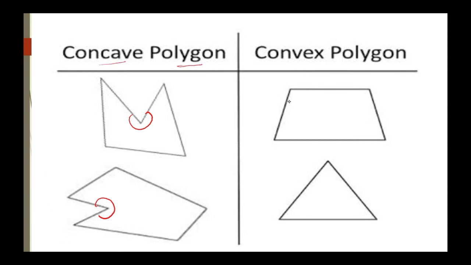Convex polygon. These are less than 180 degrees, so they are called convex polygons. See, the interior angles are less than 180. But in a concave polygon, interior angles can be more than 180. Here we can find a reflex angle. Here also we can find a reflex angle. But here we can find an acute angle. Acute angles are less than 90.